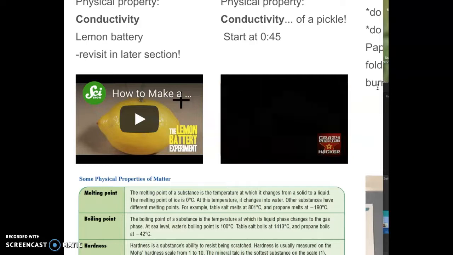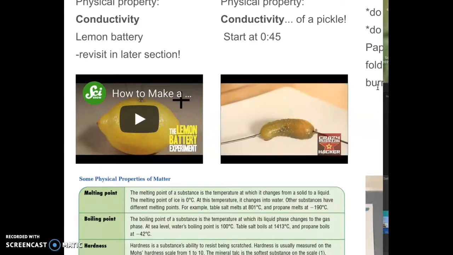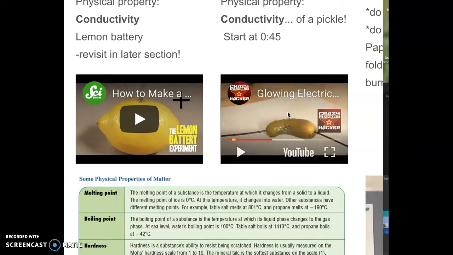There you go. Now check it out. The cucumber glows. Isn't that pretty cool? Check it out. Check it out. Isn't that cool? That's very cool.